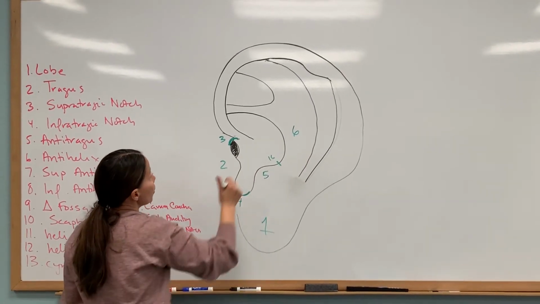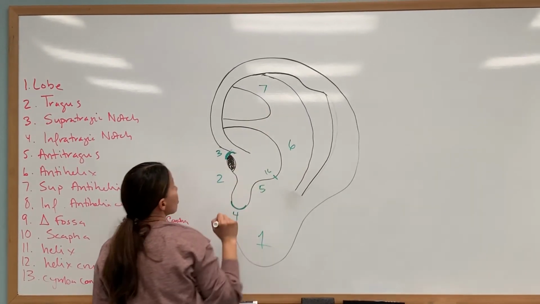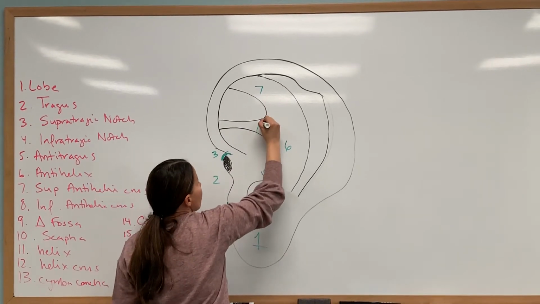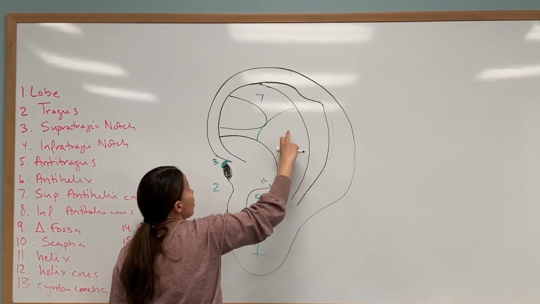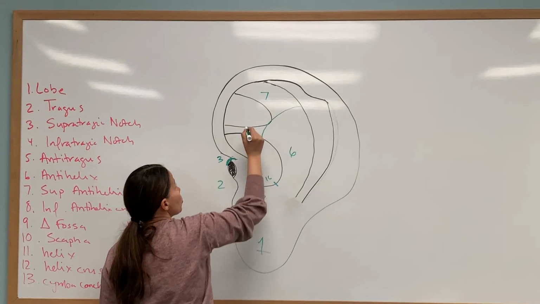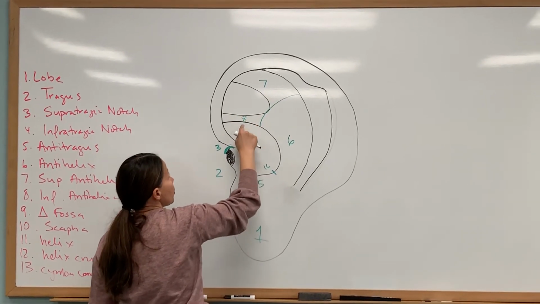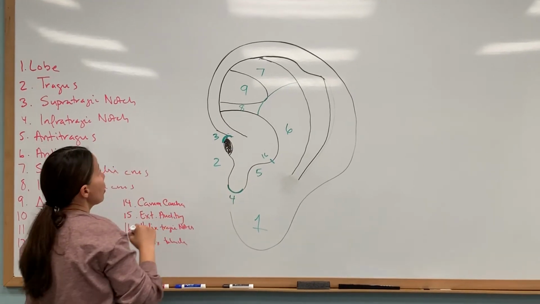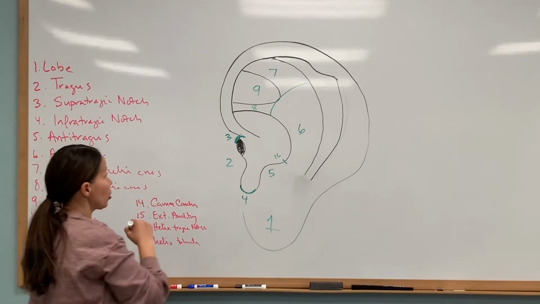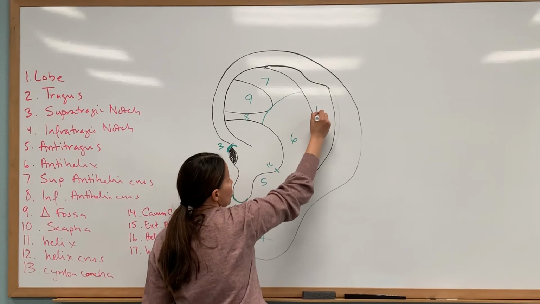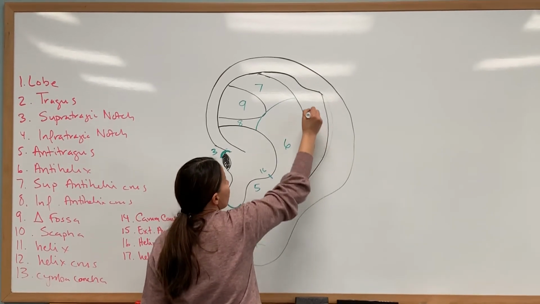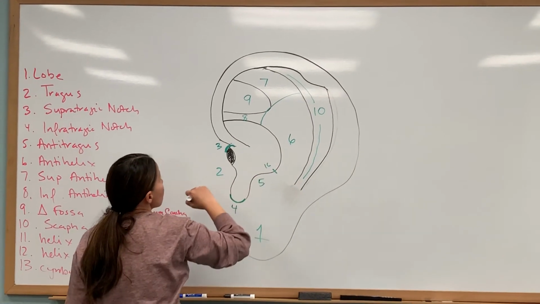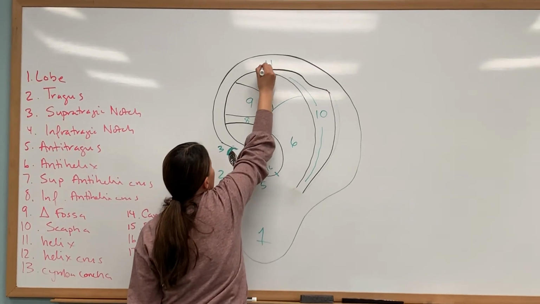Then we have our superior antihelix crus, which is this one. This separates, this is antihelix, this is my superior antihelix crus. This is my inferior antihelix crus. This is my triangular fossa. That takes us to the scapha. Scapha is number 10. All of this is scapha. And then that takes us to 11, which is helix.